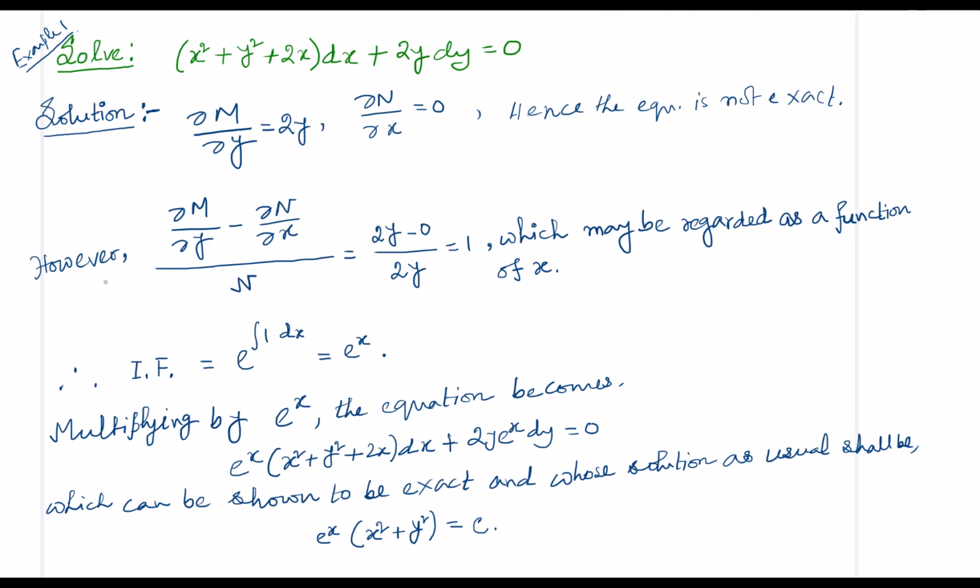Now according to the previous rule, we find del m by del y minus del n by del x divided by n, that is equal to 1. Now this 1 can be regarded as a function of x. So the integrating factor equal to e to the power integration 1 dx, so that's equal to e to the power x. So multiplying by the integrating factor, the equation becomes this, which can be shown to be exact and whose solution as usual shall be e to the power x into x square plus y square equal to constant.